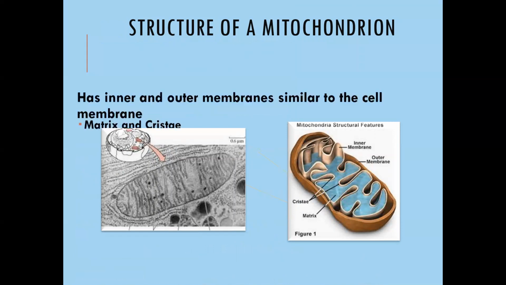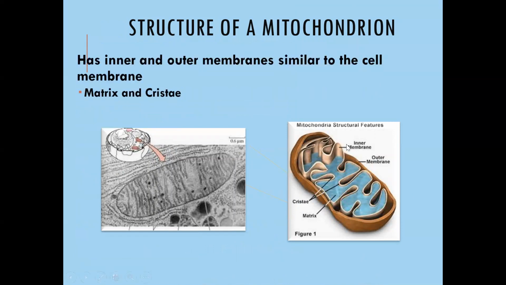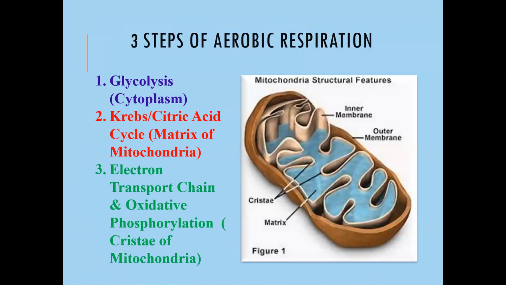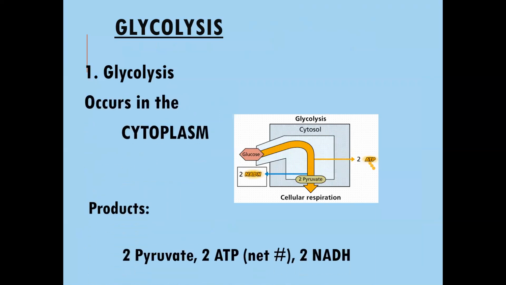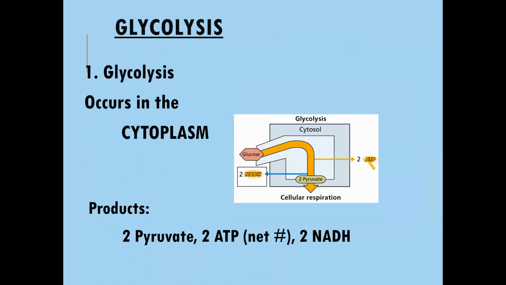Okay, so the structure of a mitochondria, it has an inner and outer membrane, which you can see here, and then the cristae and the matrix, which are going to be the places that the last 2 steps of aerobic respiration are going to take place. So 3 steps of aerobic, we have glycolysis in the cytoplasm, Krebs cycle in the matrix, and electron transport with oxidative phosphorylation in the cristae. So glycolysis, we've already been over this, occurs in the cytoplasm, and these are the products, 2 pyruvate or pyruvic acids, 2 ATPs, net. Remember what net means.